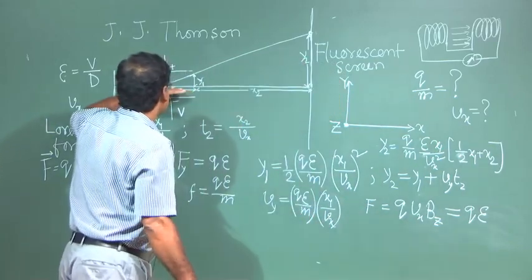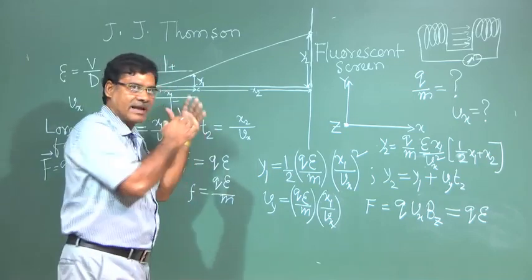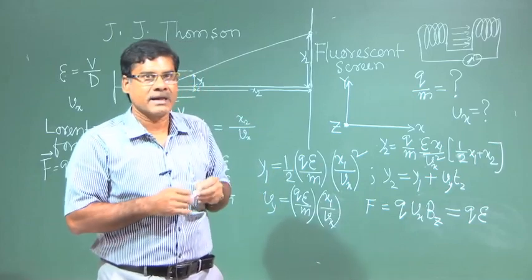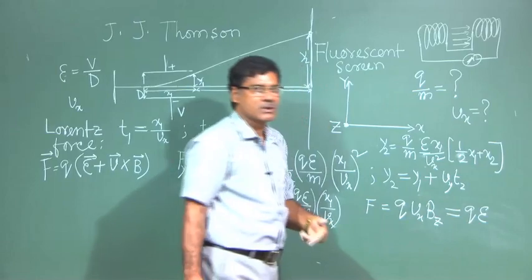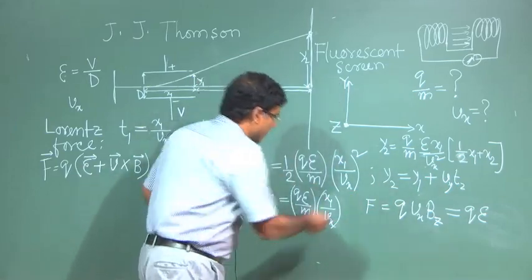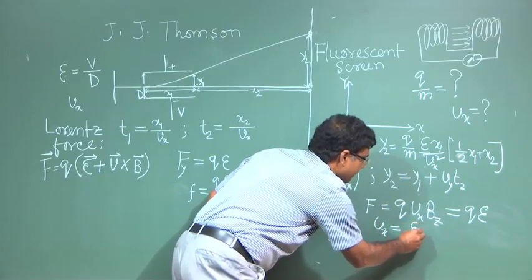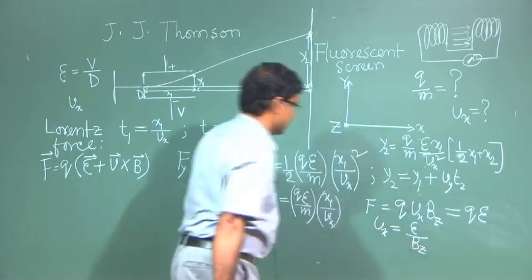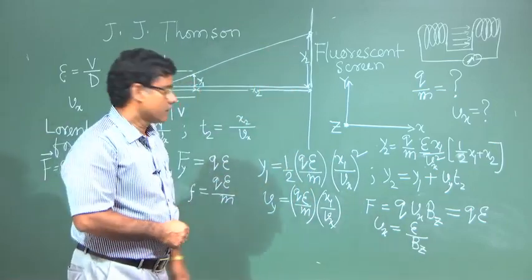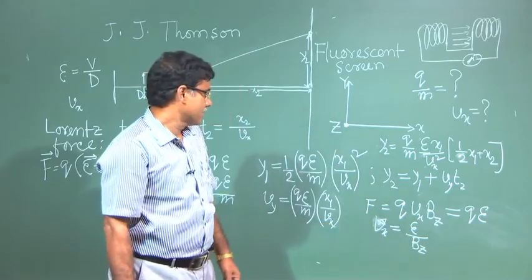So in that case, what will happen? The cathode ray will not deviate in the presence of both electric and magnetic fields. It will move without deviation. That is the condition for equal force due to the electric field and due to the magnetic field. From here one can get V x equal to E by B z, since Q will cancel. The electric field and magnetic field are known; how much magnetic field we have, one can measure. So one can find out V x.